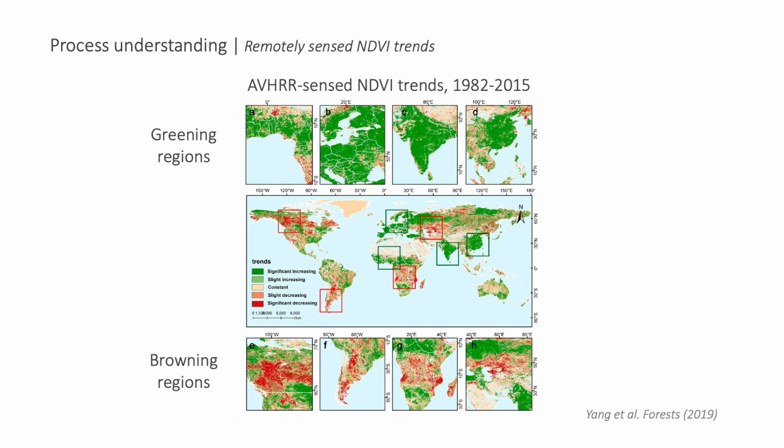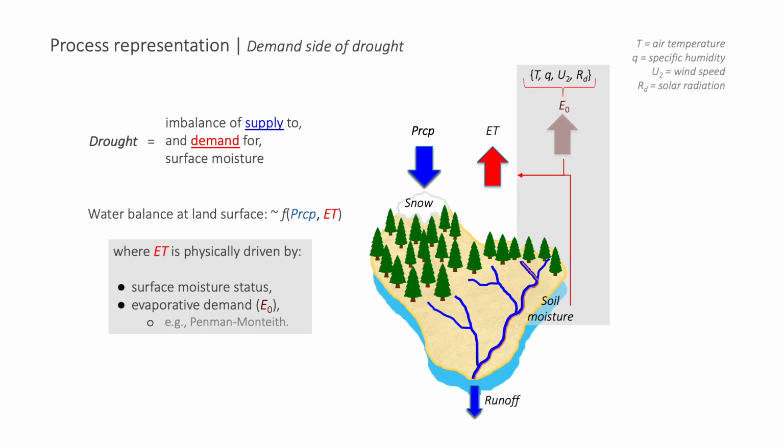And now I've thrown this graphic in here just to show that there are significant vegetation and greening differences that are regional across the globe. On the top you can see some greening regions, on the bottom you can see some browning regions, I guess. So much for our moves towards increasing our process understanding.